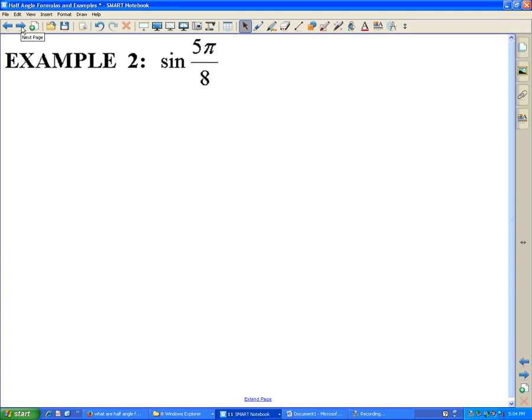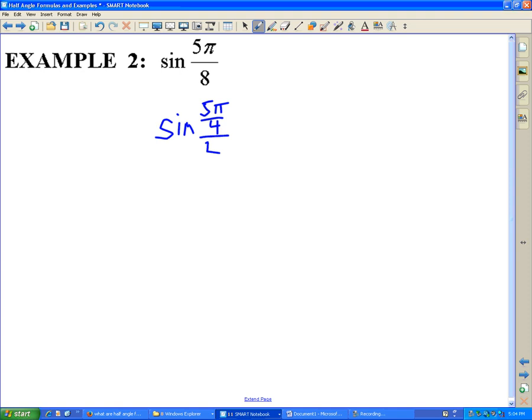Similar problem, sine of 5 pi over 8. Of course, it's in radians, so it looks a little bit uglier, but we're going to rewrite it as the sine of half, doubled that value. 5 pi over 8 doubled is going to be 5 pi over 4, and then we'll take half of that to get back to the original ratio. So 5 pi divided by 4 divided by 2 is 5 pi over 8.